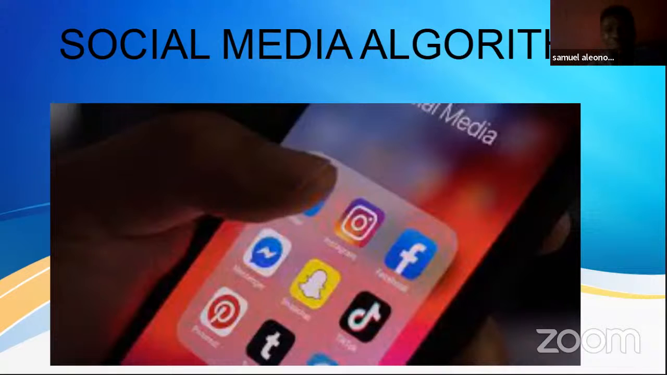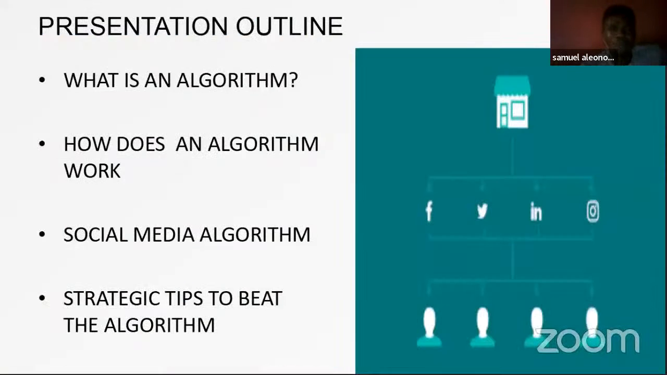So in this presentation, we'll be learning what an algorithm is, how an algorithm works. Also be learning about social media algorithm and strategic tips to beat the algorithm. That is, by the time you understand what algorithm is, you understand the reason for the title or the subtopics.